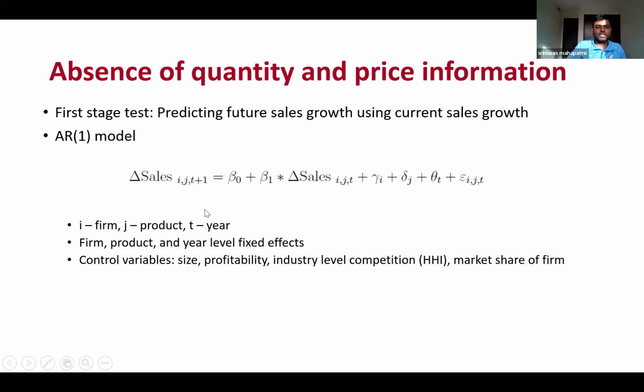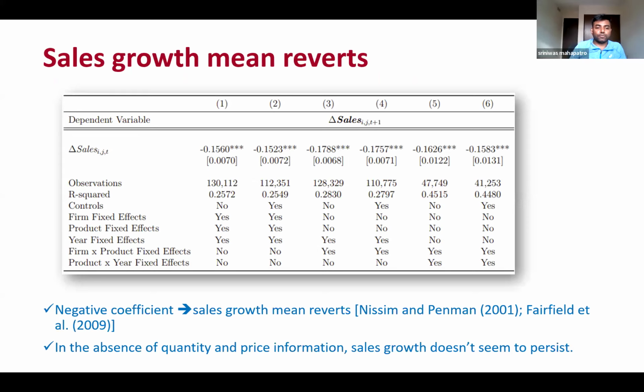Here i, j, and t are the firm, product, and year level. We use firm fixed effects, product and year level fixed effects, and we use control variables to control for size, profitability, industry level competition, and market share of the firm. What we usually find is that there is a negative coefficient. That is, the sales growth in the future period tends to mean revert. Now this entire model is one where we have not given any input in terms of the price and the quantity growth.